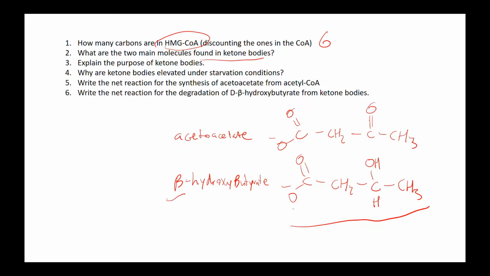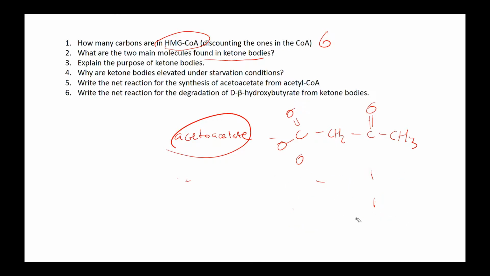Number 5, write the net reaction for the synthesis of acetoacetate from acetyl-CoA. We're trying to make this compound here. The way this process works is we add acetyl-CoAs together 2 at a time until we produce our acetoacetate. To begin with, we take 2 acetyl-CoAs and we get this compound called acetoacetyl-CoA.